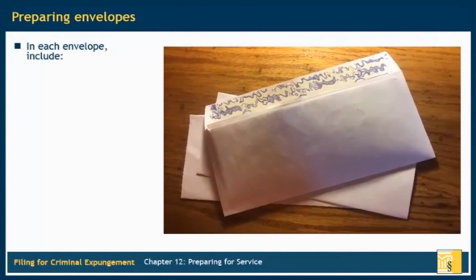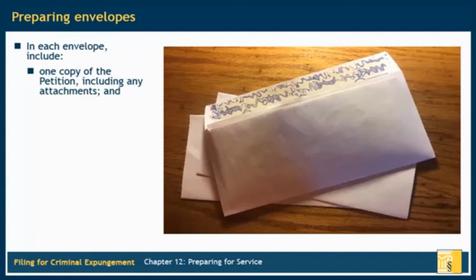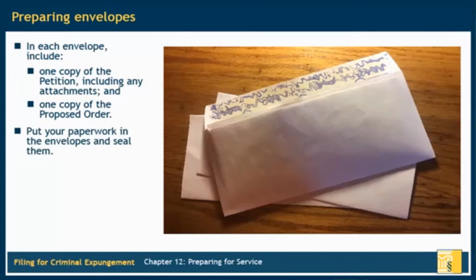In each envelope, you will need to include one copy of the petition, including any attachments, and one copy of the proposed order. Put your paperwork in the envelopes and seal them. Make sure that you have an envelope for each of the agencies.